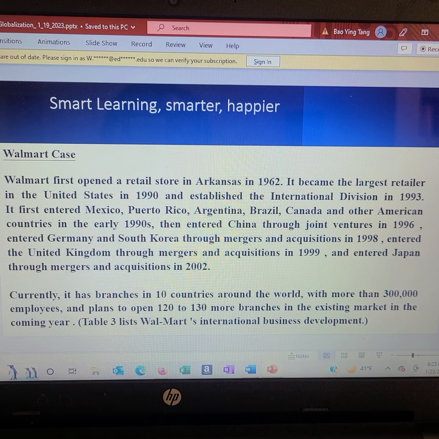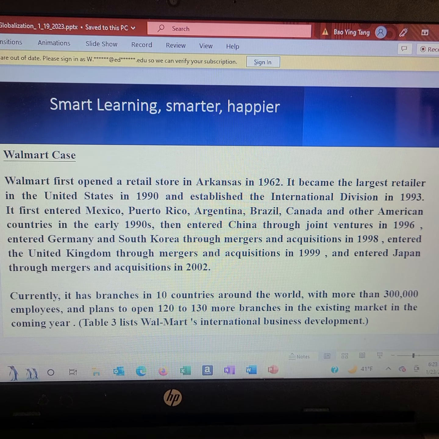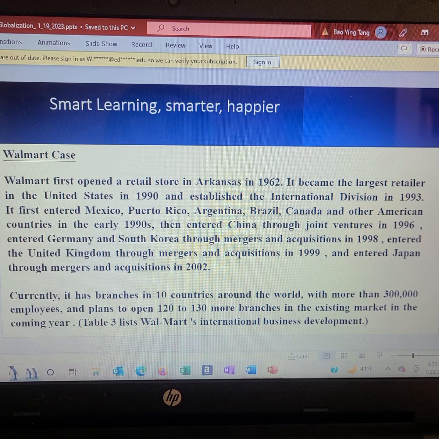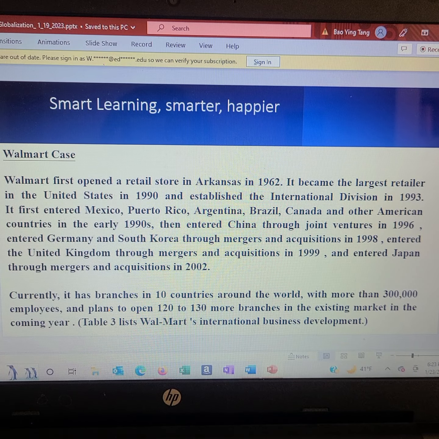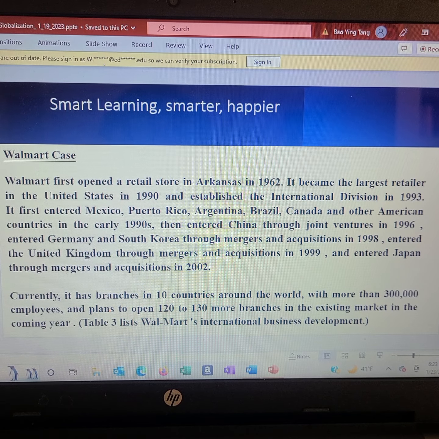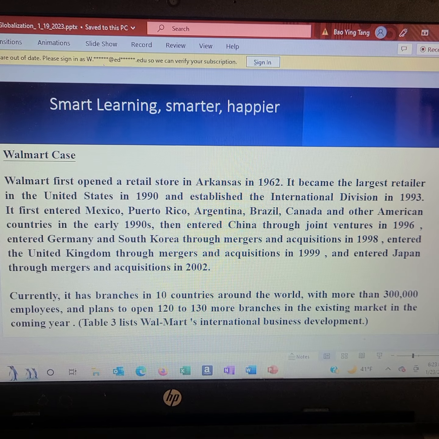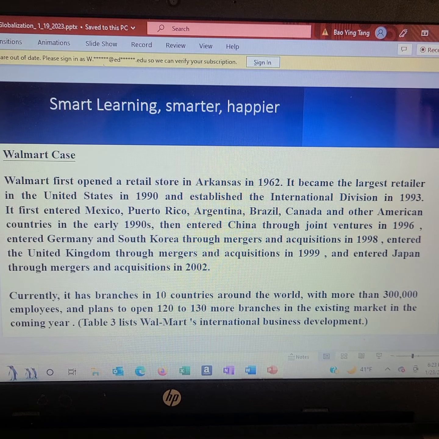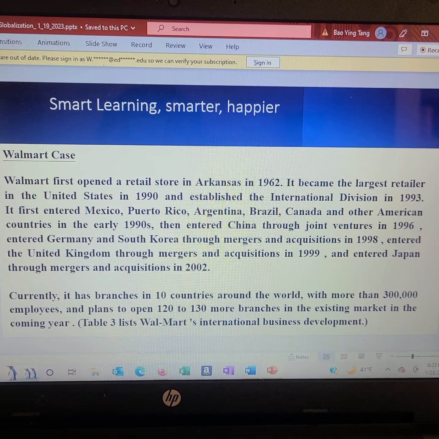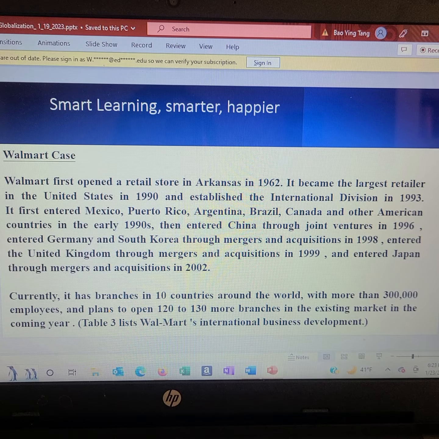It entered the Japanese market through mergers and acquisitions in the year 2002. Currently, it has branches in 10 countries around the world, with more than 300,000 employees, and plan to open 120 to 130 more branches in the existing market in the coming years. Table 3 lists Walmart's international business development.